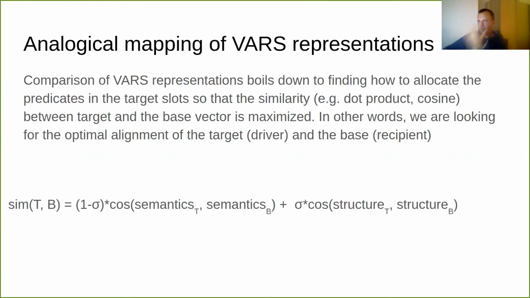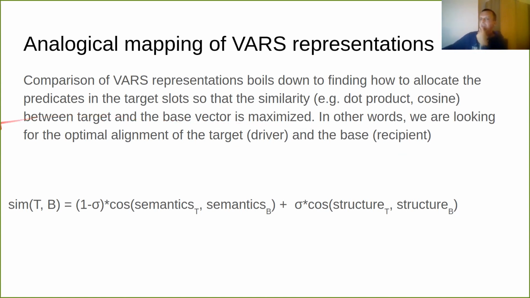Now, the main point is that such representations are not only powerful. VARS doesn't only have representational power, so you can represent all kinds of things in a very straightforward way. But you can actually use these representations. And unlike the tensor products approach, you don't need to decompose them into their constituents in order to compare them. You can just directly compare them using cosine similarity, for example.